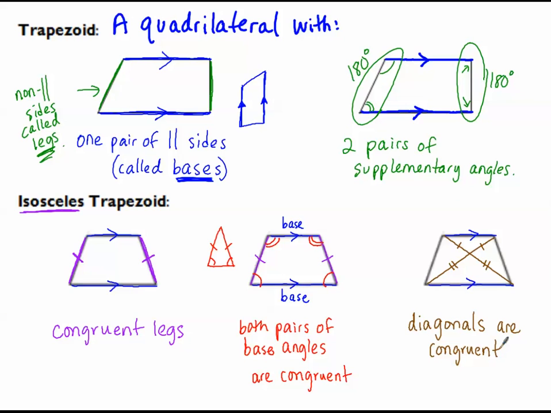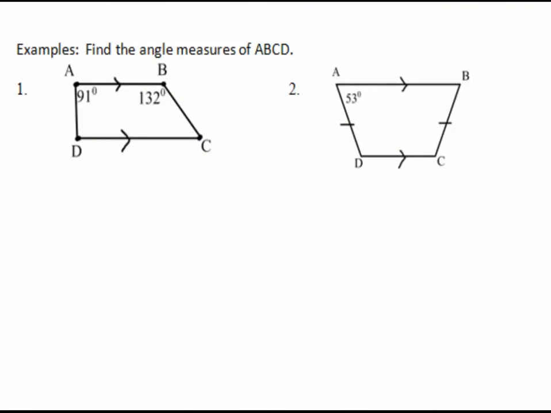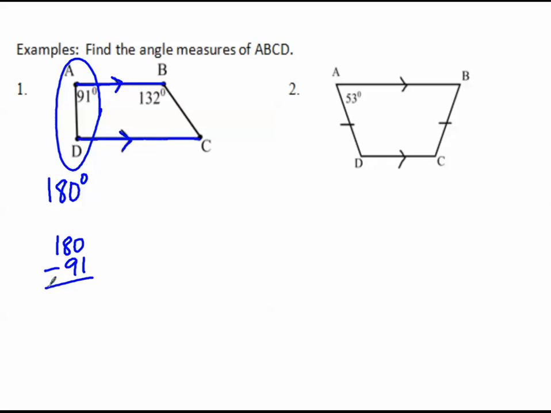Let's take a look at some examples using these properties of trapezoids and isosceles trapezoids. Find the angle measures of ABCD. ABCD means the quadrilateral, so I'm finding the angle measures that are missing here. First thing I notice is I have these parallel arrows, so that means this side is parallel to this side. Well, remember, one angle from one parallel line and one angle from the other parallel line have to be supplementary angles, add up to 180. So 180 minus 91, how much does that give us? 89? Let's put it in there, 89 degrees.